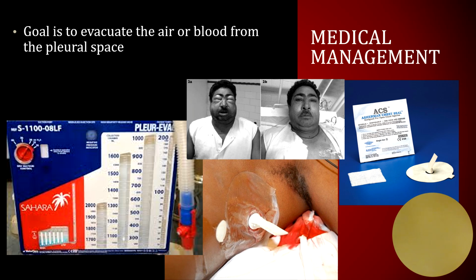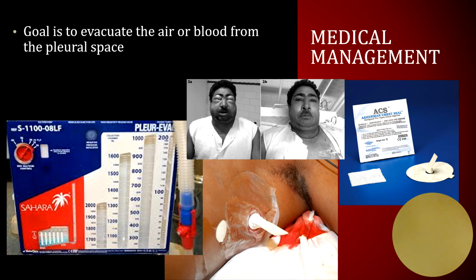The water seal chamber has 2 centimeters of water. As that air is evacuated from that pleural space, we're going to see a little bit of bubbling, but it should not be continuous. If it's continuous, then that means we may have a leak in the system. If it's intermittent, then it could just be the air escaping. But once that lung is fully expanded, we should no longer see any bubbling.